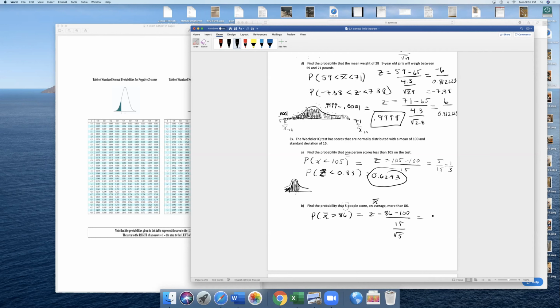Okay, so 86 minus 100, that gives us negative 14. 15 divided by the square root of 5. That gives us 6.70820. So negative 14 divided by 6.70820, rounded to 2 decimal places, gives us negative 2.09.